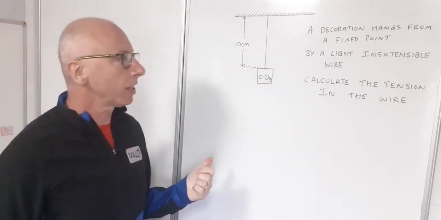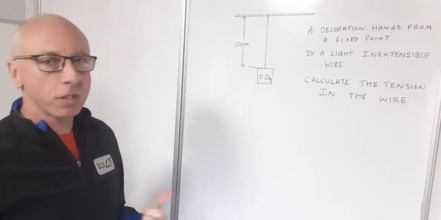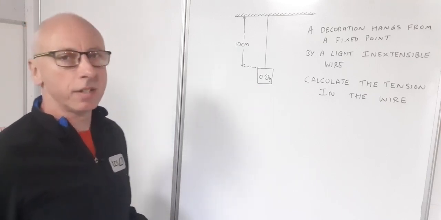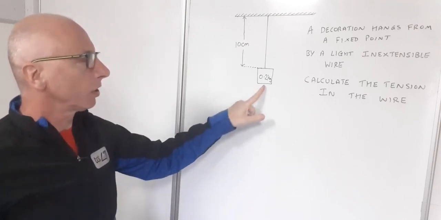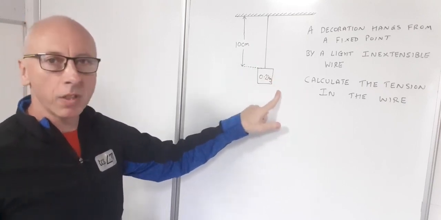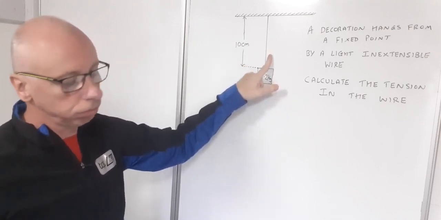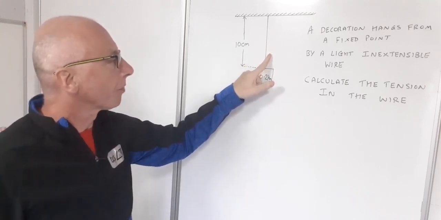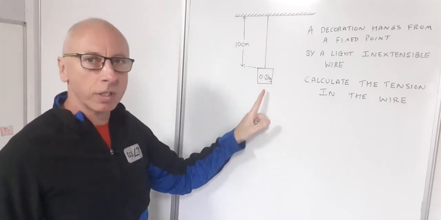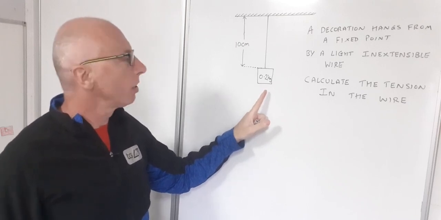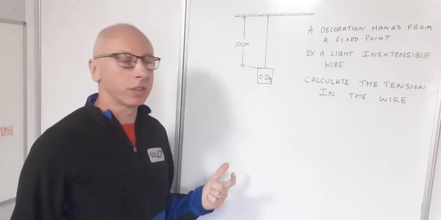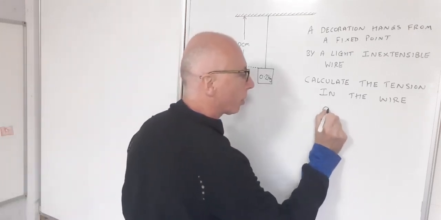So how do we calculate the tension in the wire? Well, first of all, we need to know what forces are acting upon this decoration. So what we've got is a force acting in the downward direction, so vertically downwards, and that's caused by gravity. Now gravity, we've got a gravitational constant which is called G, so we just term that as G.